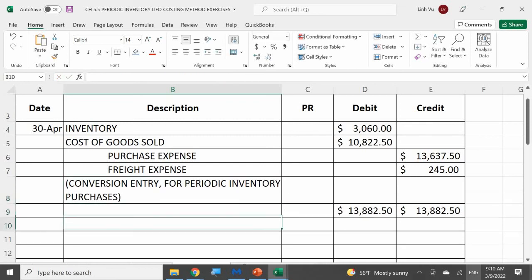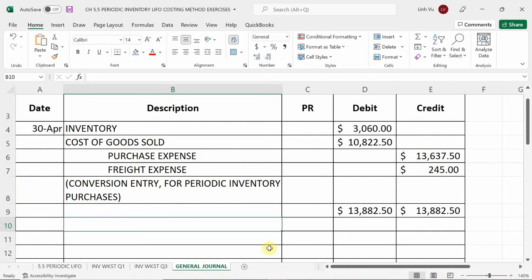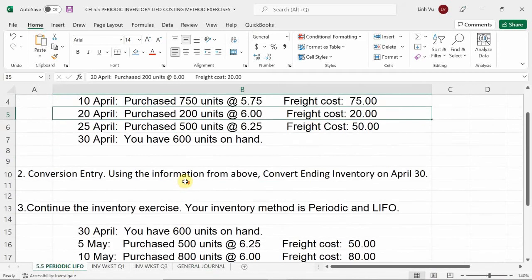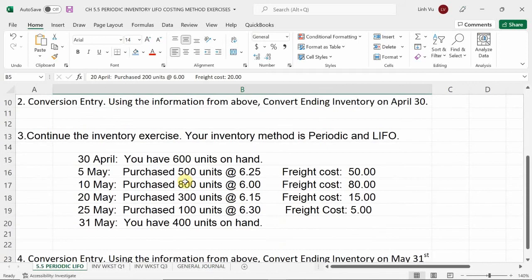Awesome. So let's go ahead and finish up the next section here. All right, so now it tells us that we need to do a continuation of the inventory. But this time it just gives us a reminder that your inventory methods are periodic, and it's once again LIFO.